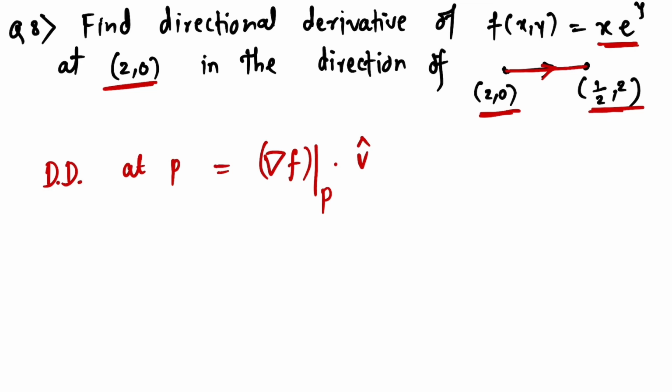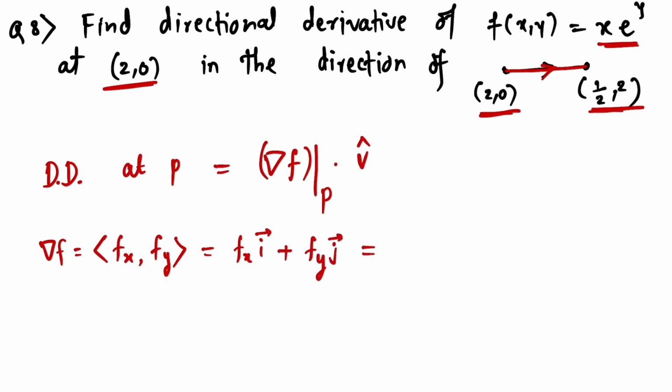Now here, what is the gradient of this function? So gradient of f is just equal to, take fx, fy, or this is equal to fx i plus fy j. Now what is the derivative of f with respect to x? This is just equal to e raised to y i, plus fy, the partial derivative of f with respect to y, is x times e raised to y j, right? And we have to evaluate this at point P.